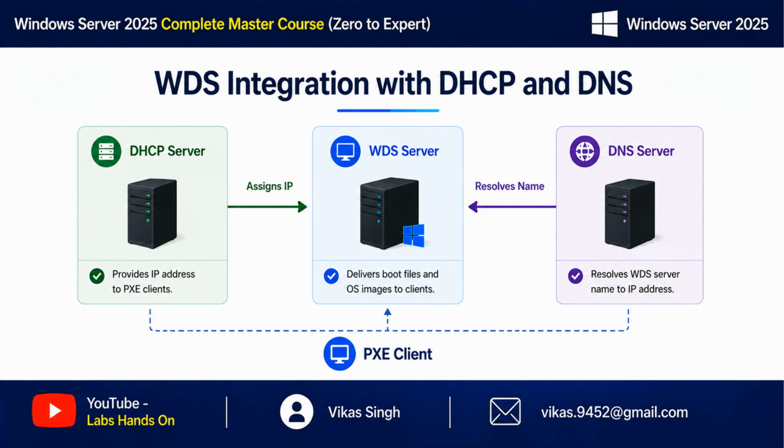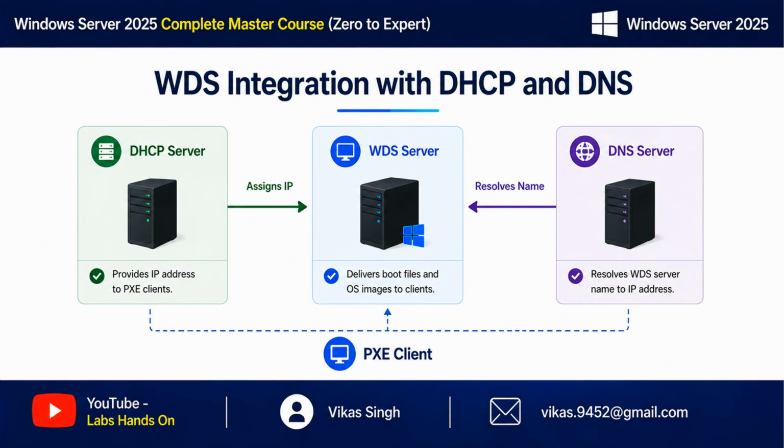So now this is very important. Let's understand how the WDS works together with DHCP and DNS during the network deployment. When the PXE enabled client starts, the first service it contacts is the DHCP server. The DHCP server assigns the IP address to the client, so the client can communicate over the network. Next, the client needs to locate the WDS server in the infrastructure. This is where DNS helps by resolving the DNS name of the WDS server to its IP address.